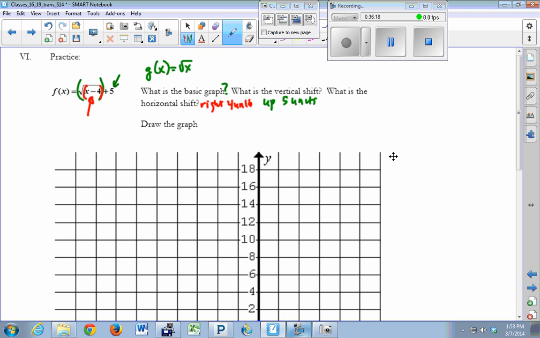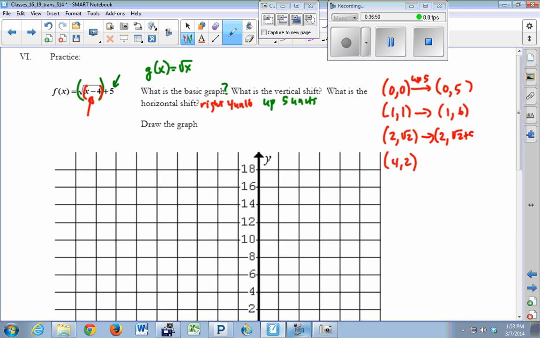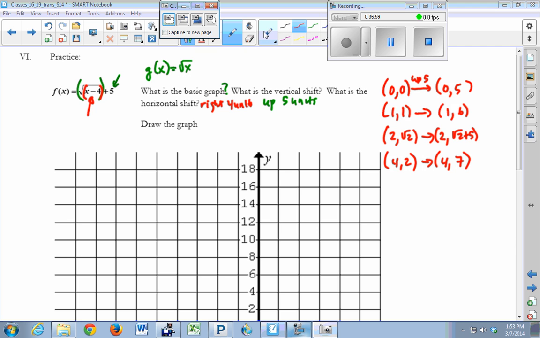So how do you graph this? Well, you could always start with some basic values of your original function. Let's start with those 4. And if I'm going to shift up 5 units, all my y values are going to have 5 added to them. So I'm going to do that first. Okay, so I've changed all of my y values. So that's 5's been added to them.